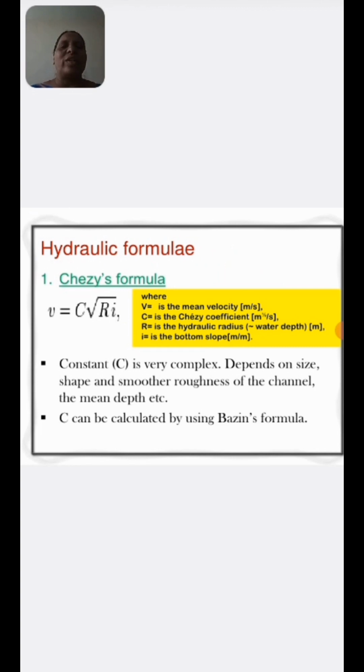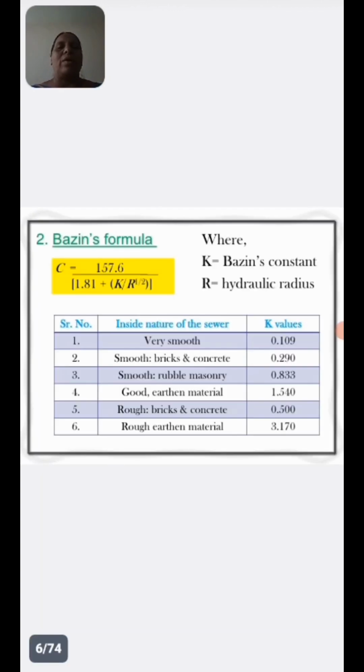The C is a complex constant that depends on the size, shape and roughness of the channel, the mean depth, etc. C can be calculated by using Bazin's formula. Bazin's formula: C equal to 157.6 divided by 1.81 plus K divided by R power 1 by 2, where K is Bazin's constant and R is the hydraulic radius. Based on the inside nature of the sewer, the K value varies.